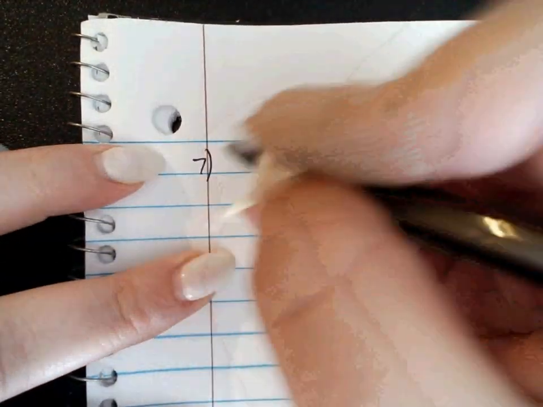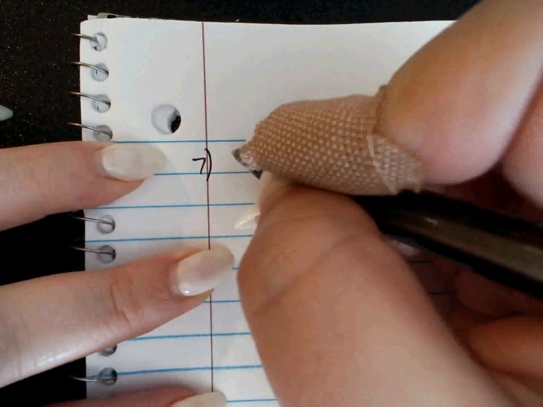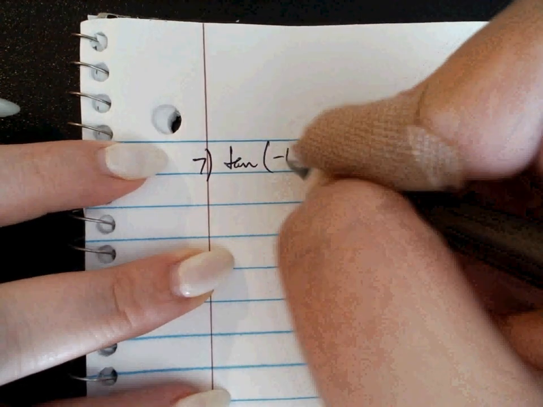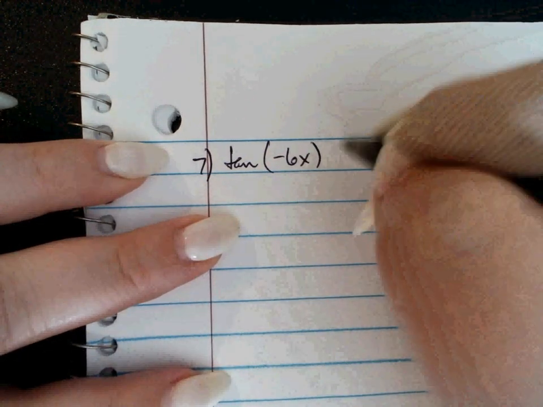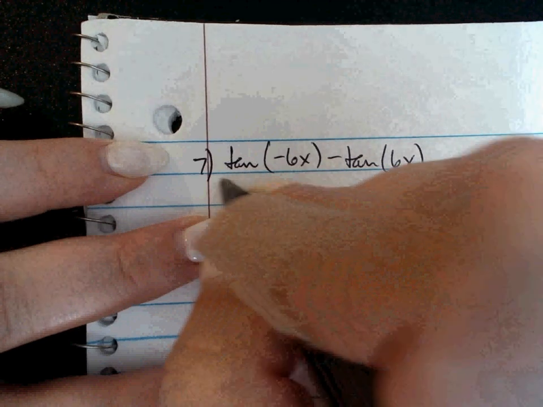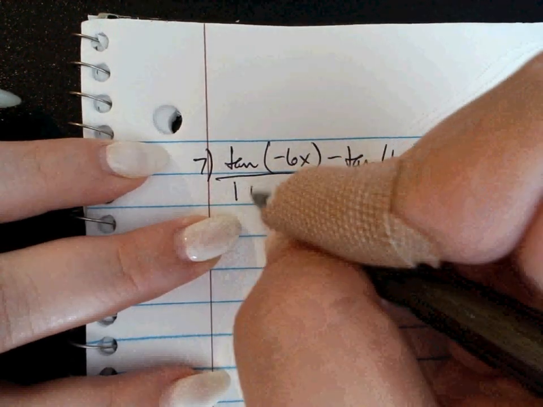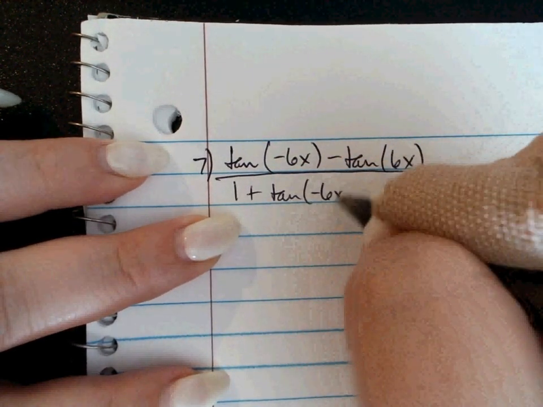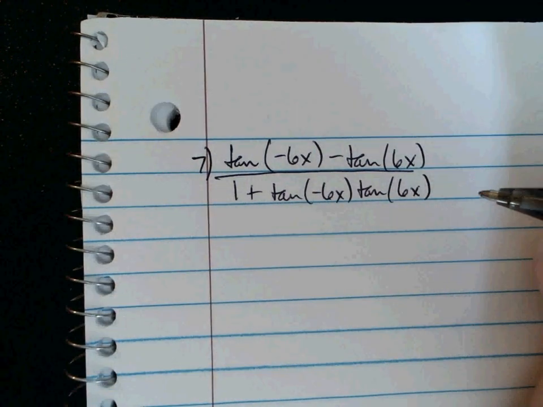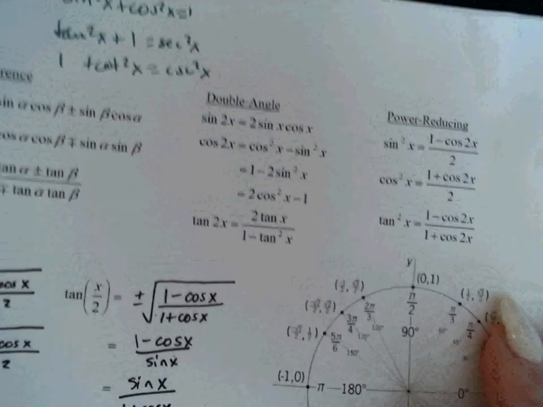Number 7 says to simplify, and I'm going to write it out. So number 7. Simplify tangent, and it doesn't have parentheses, but I'm going to go ahead and add them. For some reason the program won't let me add them. Tangent of negative 6x minus tangent of positive 6x, all divided by 1 plus tangent of negative 6x times tangent of positive 6x.